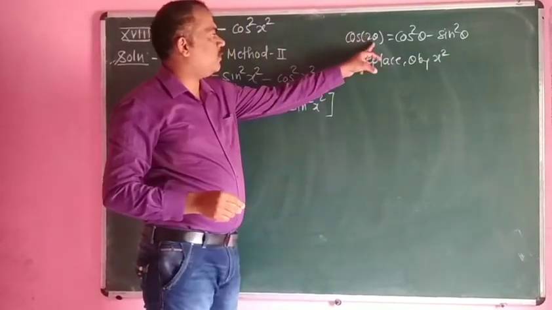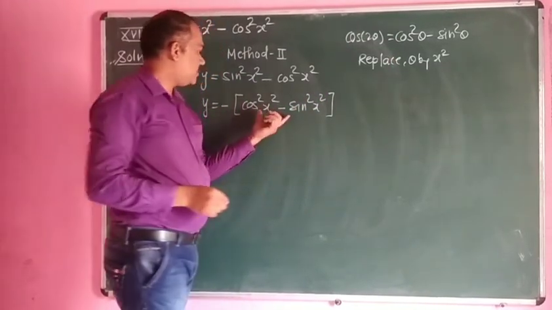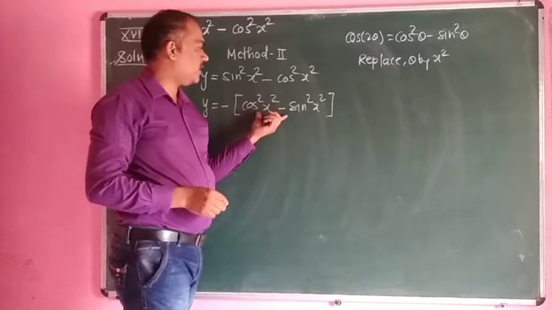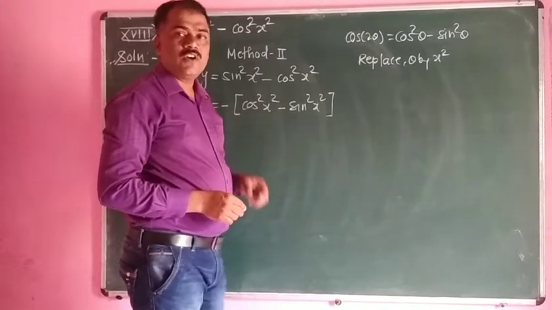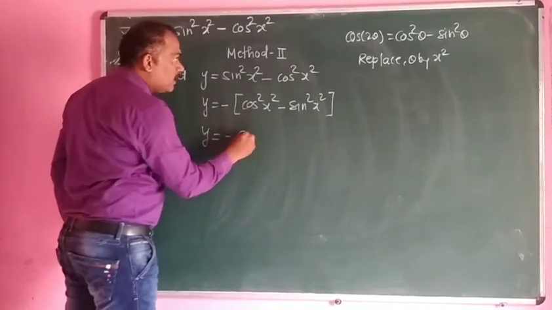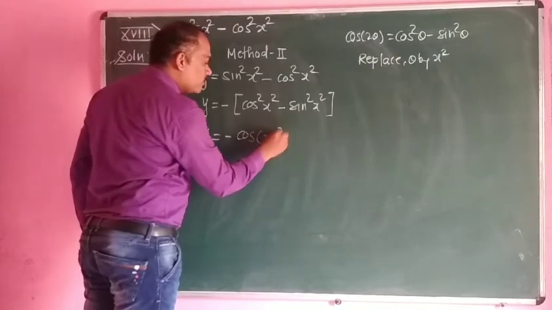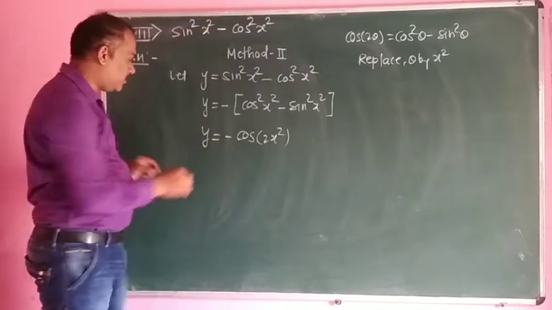Cos of 2x square is equal to cos square x square minus sin square x square. We substitute the value of cos square x square minus sin square x square as cos of 2x square, so we can write y is equal to minus cos of 2x square by using this formula. Now we have to differentiate this with respect to x.